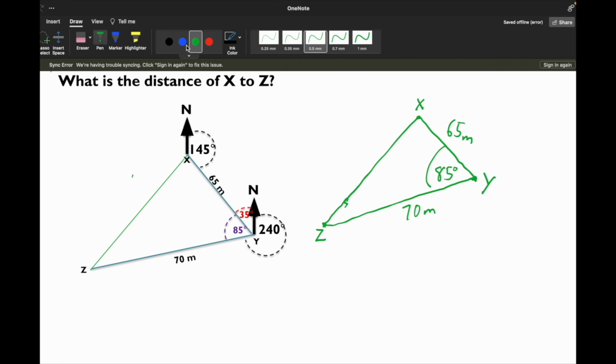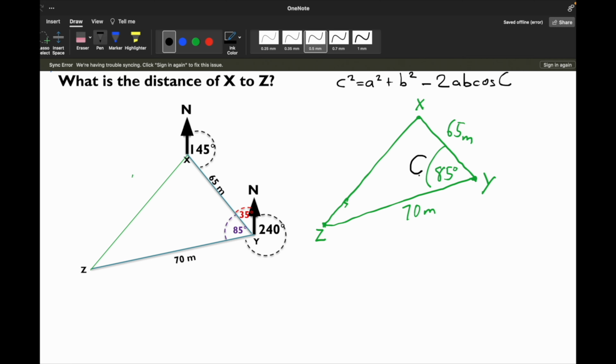Now that formula is c squared is equal to a squared plus b squared minus 2ab cosine C. Okay, so c squared is equal to a squared plus b squared minus 2ab cosine C. Now, what is big C? Big C would be what? The angle. Excellent. So the angle is big C. So here is big C.